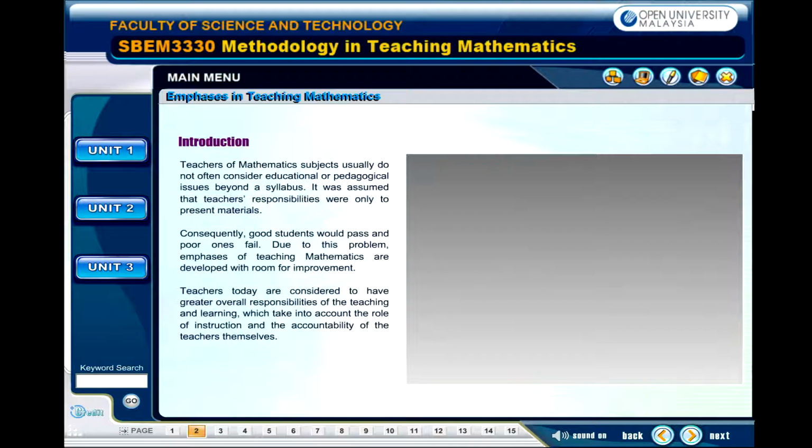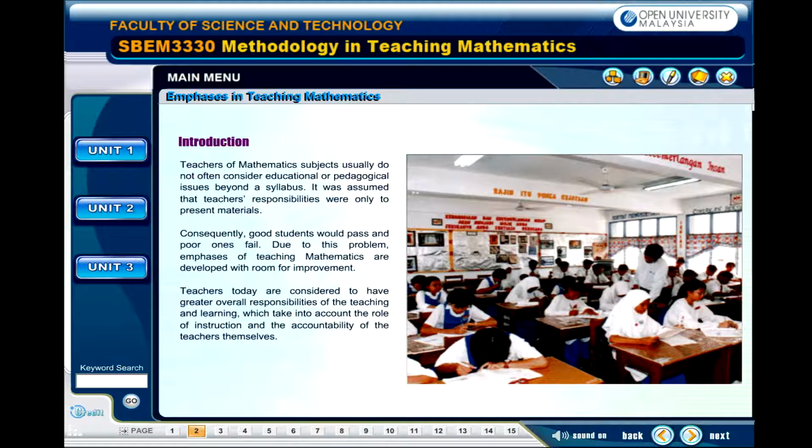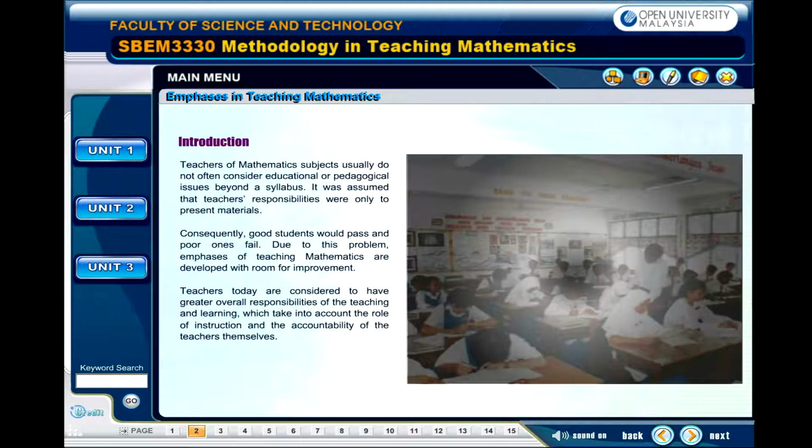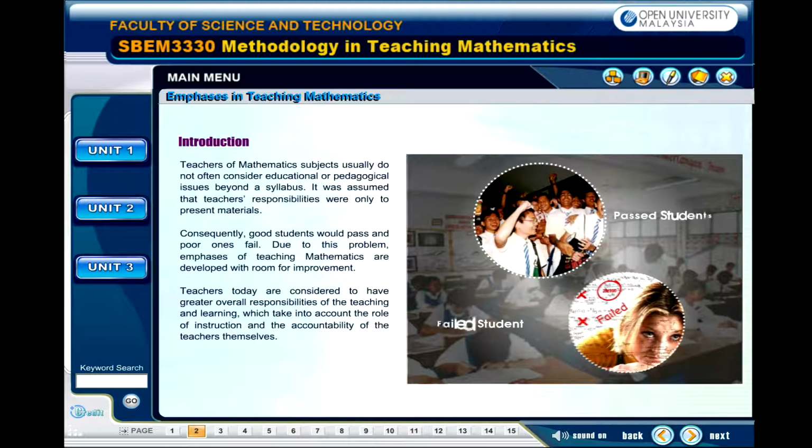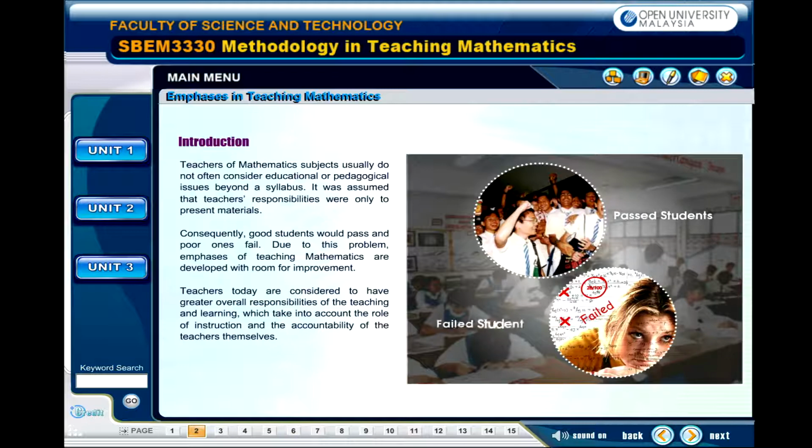Teachers of mathematics subjects usually do not often consider educational or pedagogical issues beyond a syllabus. It was assumed that teachers' responsibilities were only to present materials. Consequently, good students would pass and poor ones fail. Due to this problem, emphasis of teaching mathematics are developed with room for improvement. Teachers today are considered to have greater overall responsibilities of the teaching and learning, which take into account the role of instruction and the accountability of the teachers themselves.